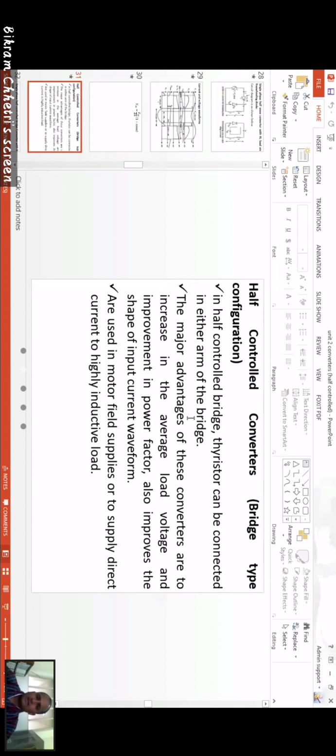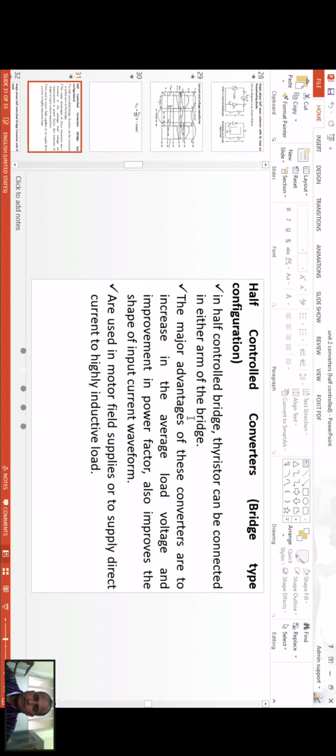the thyristor can be connected in either arm of the bridge in this type of converter. The major advantage of these converters is to increase the average load voltage. So in this bridge type configuration, the output voltage can be increased and improved, and also the power factor is improved. You know the effect of power factor.